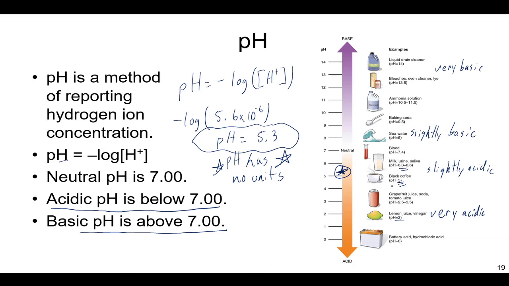Which means every difference of 1 here is a factor of 10. So a pH of 4 is 10 times more acidic than 5. A pH of 3 is 100 times more than 5. And a pH of 2 is 1,000 times more acidic than 5. So a lemon is 1,000 times more acidic. That can be a confusing nature of logarithmic scales. Just be aware that pH is a logarithmic scale.